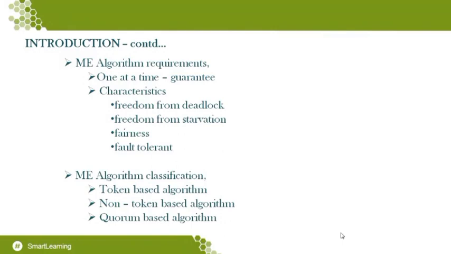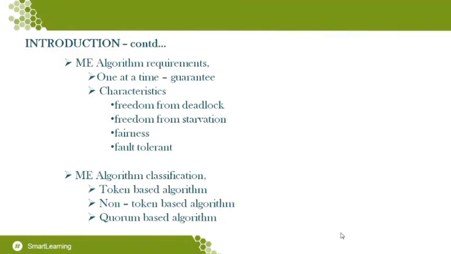You should also achieve fairness. That is, suppose you are requesting a critical section, you should be given your turn at the right time. It also should be fault tolerant. That is, even in case of failure, you should be able to have some backup of what to do and come out of that issue. The algorithm should provide that as well.